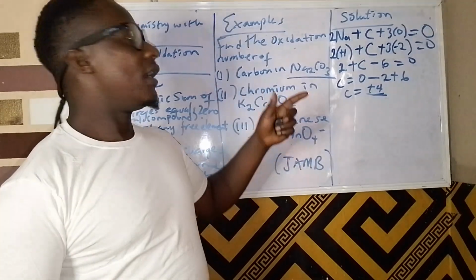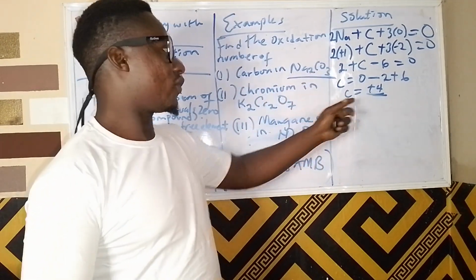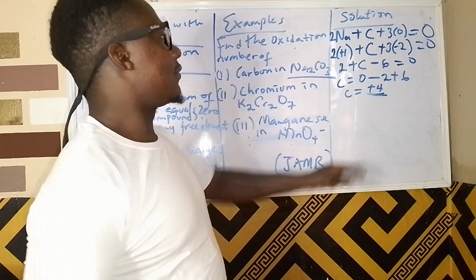And that's why the name of this is sodium trioxocarbonate 4. Sodium trioxocarbonate 4. So that's one.